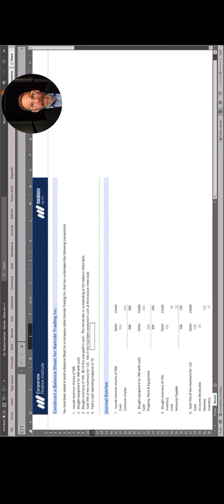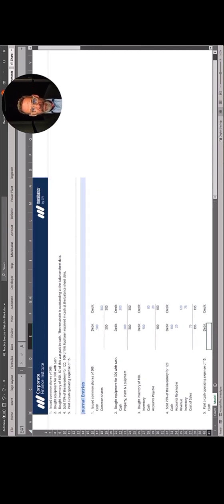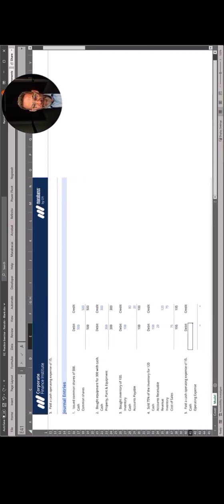Here we paid a cash operating expense of 15. So I'm going to start with the cash. What's happening with cash? Is it going up or down? It's going down, so we know cash is a credit, and that's 15. But it's also an expense. And recall that when we increase an expense, that's a debit. We also know that the journal entry has to balance.